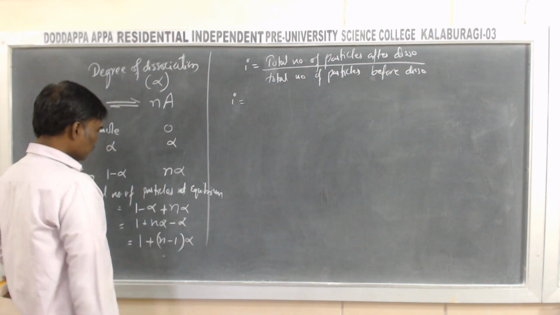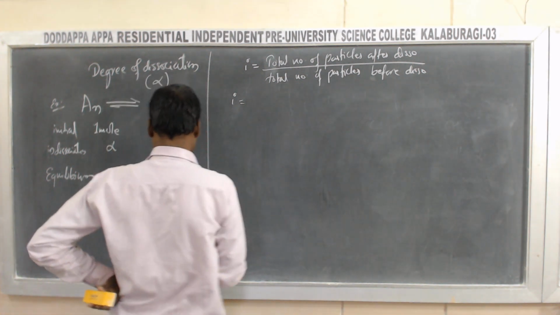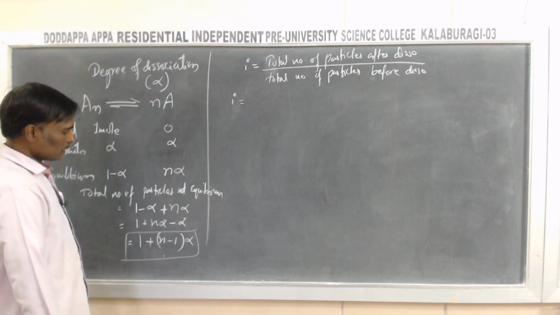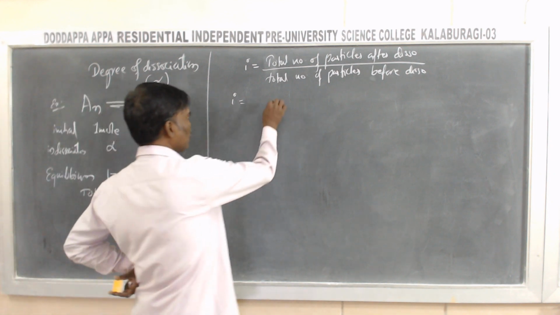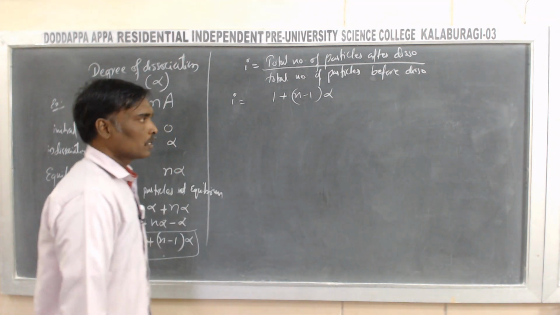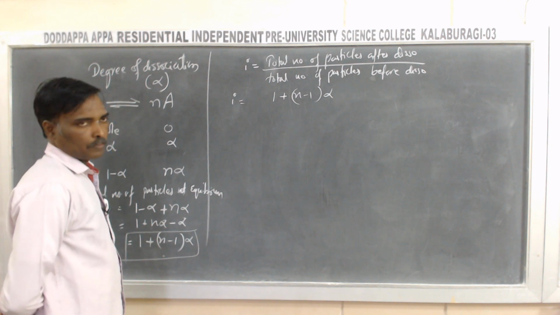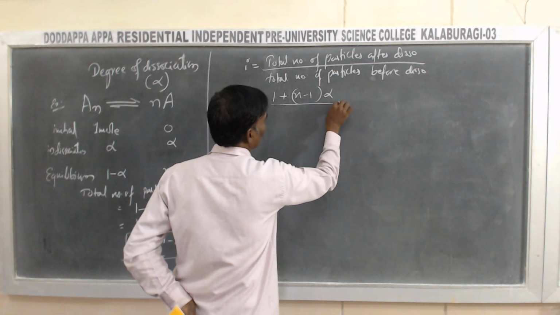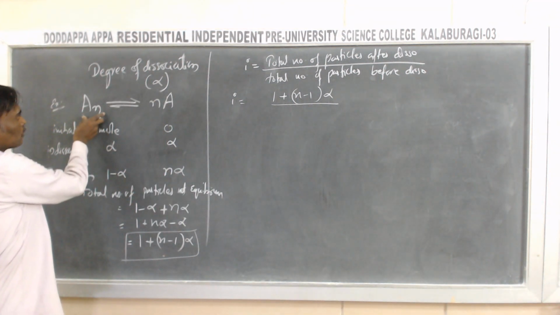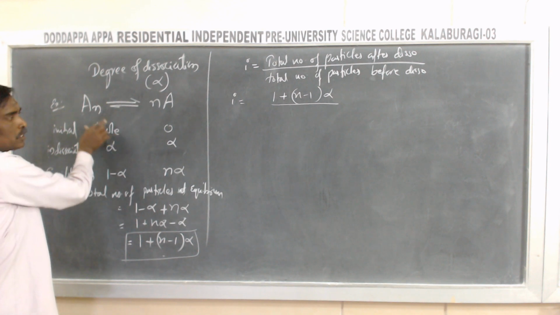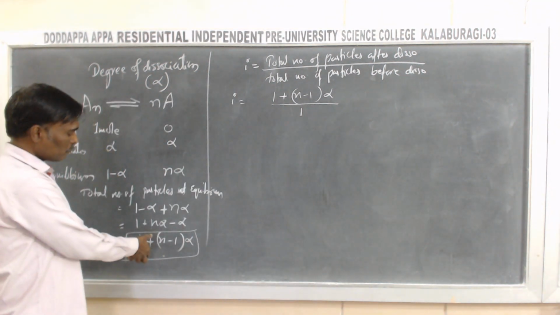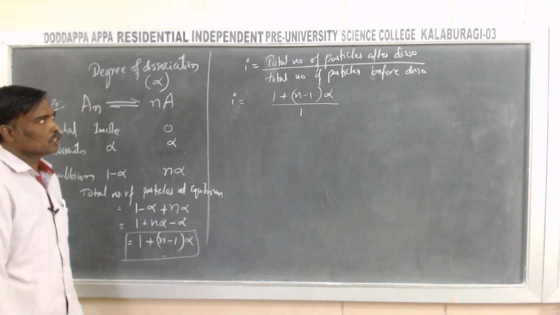Here, this is the total number of particles after dissociation. When the system attains equilibrium, the total number of particles remaining in that solution is 1 plus n minus 1 into alpha. So the total number of particles after dissociation divided by the total number of particles before dissociation. Before dissociation, the total reactant we took here is 1 mole, that means it contains 1 mole of particles. So these are the total number of moles of the particles after dissociation.